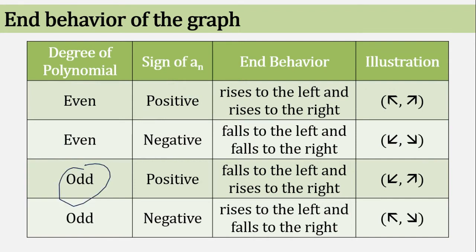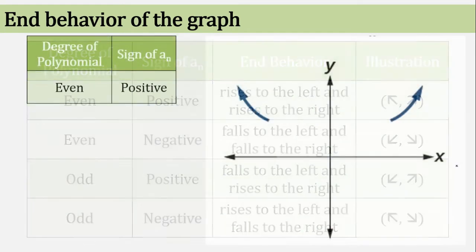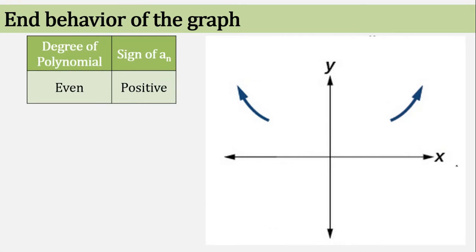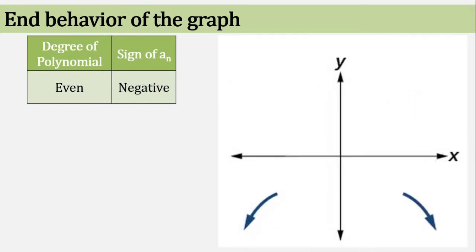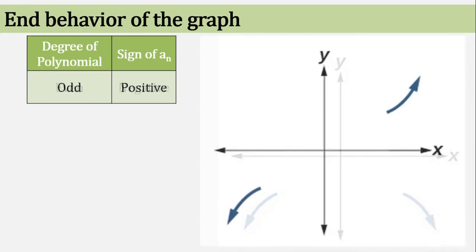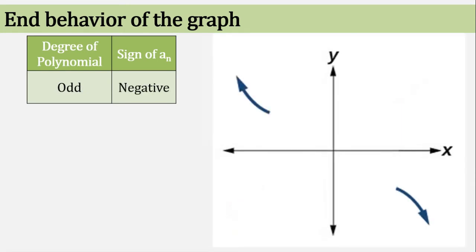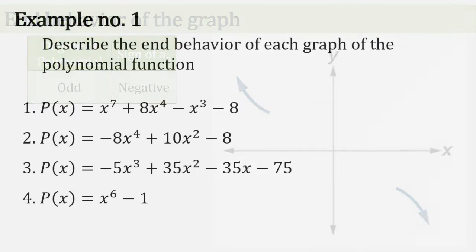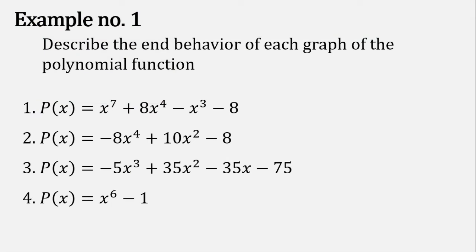If it is odd, it will go like this. Odd negative like this. Okay, to illustrate that in a graph, we have this illustration. This rises to both left and right. This one is even negative. This will fall on both left and right. Odd positive rises to the right and falls to the left. Then this rises to the left and falls to the right. Odd negative.